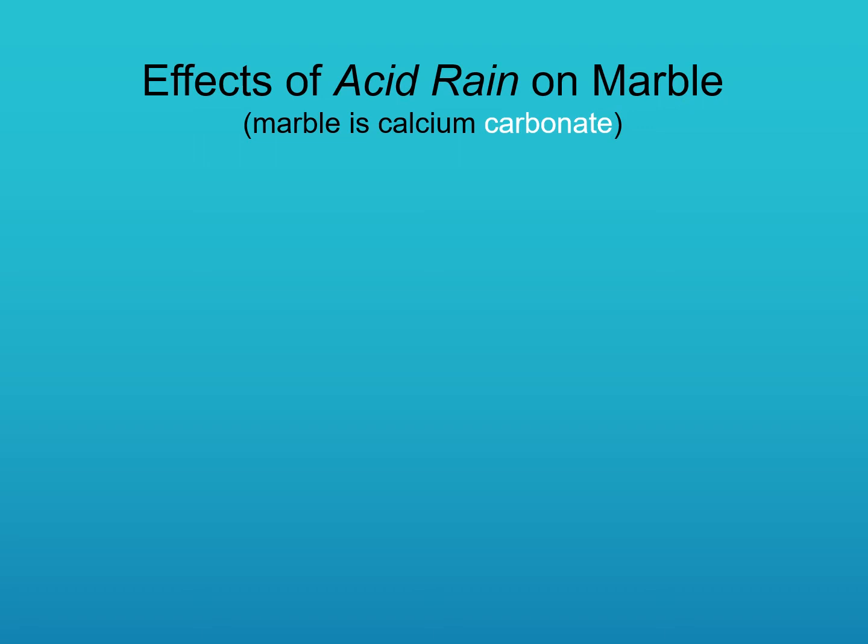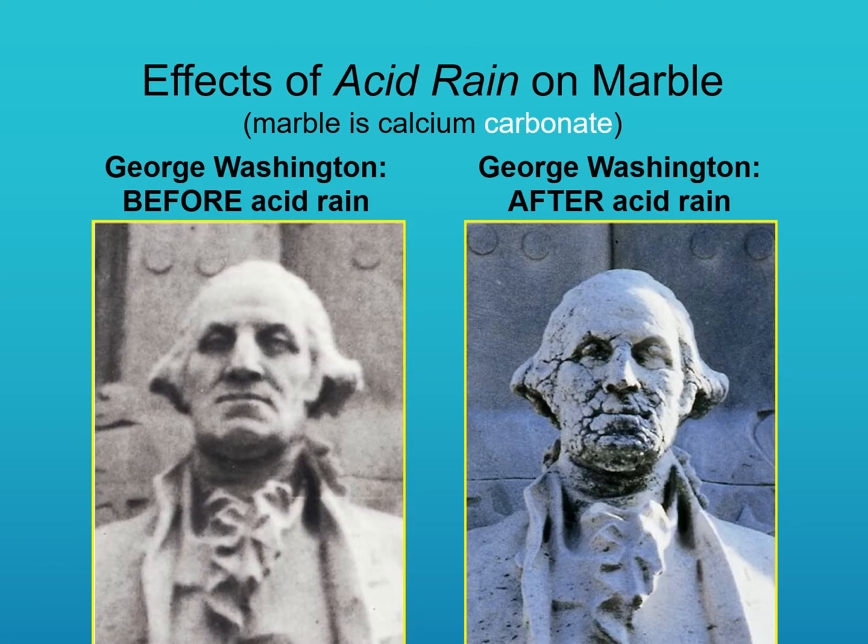All right, now we've talked about acid rain some, and we've done some work on acid rain. So what are the effects of acid rain on marble? Marble is mostly calcium carbonate. And so here we've got a statue of George Washington before acid rain, and then what has happened over years and years with acid rain. So you can see the chemical reaction going on, and that's why a lot of times they will redo the statues to fix them up and make them look better.